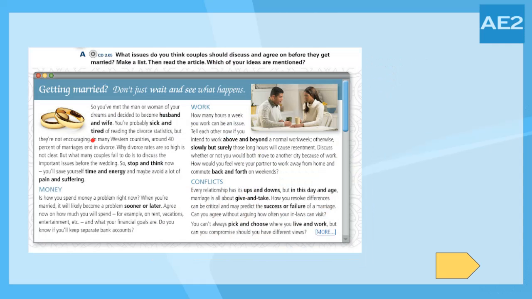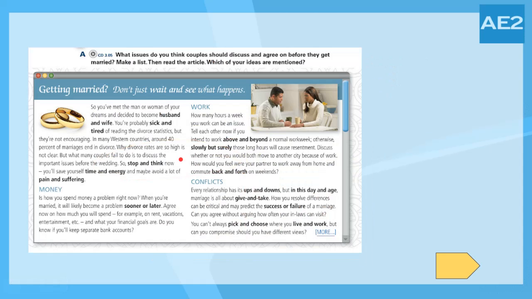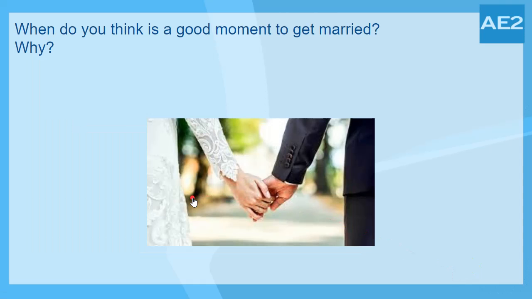Very good. Guys, I have a short homework for you. I want you to open up your student book on page 76. And I want you to read this text and see if any of the things that we mentioned before are in the text. Okay? Good. Let's continue. So I have another question. When do you think is a good moment to get married and why? Think about it and we're going to talk about it during class.